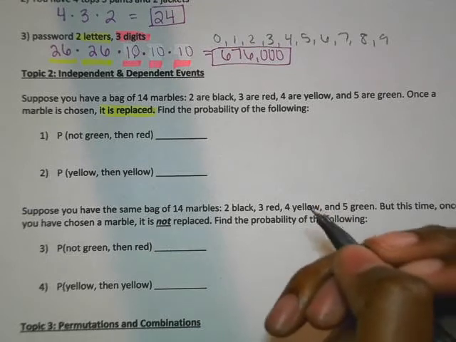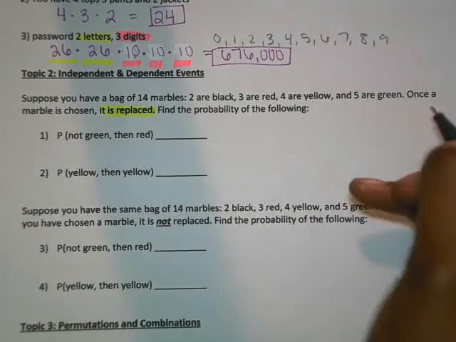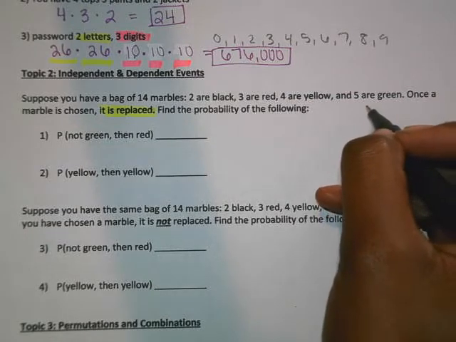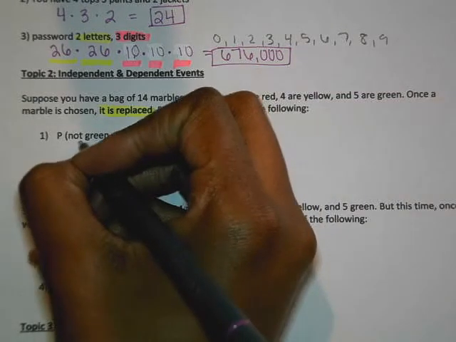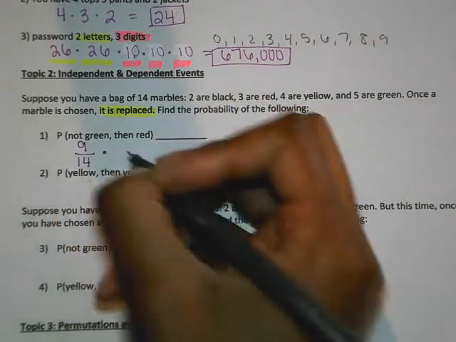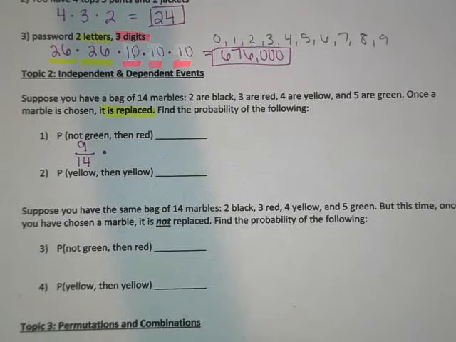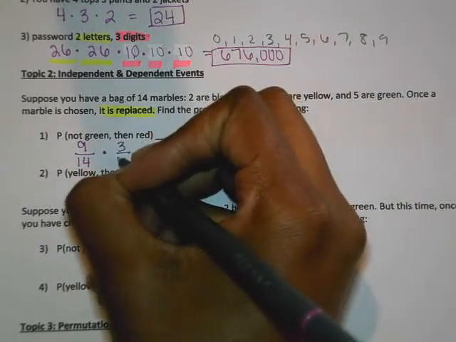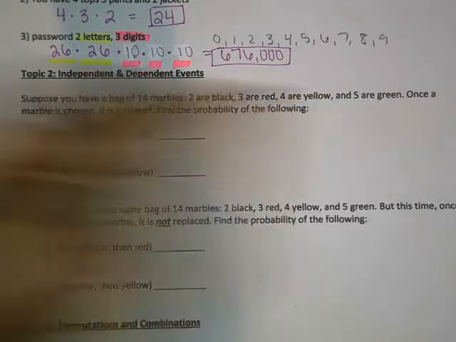Okay, so let's see how many green there are. There are 5 green. So it says we're not getting green. So 14 minus 5, that means there are 9 different options out of 14. And we're going to multiply because now we're going to put that marble back and we're going to see the probability of getting a red. Well, there are 3 red. So 3 out of the total, which is 14.